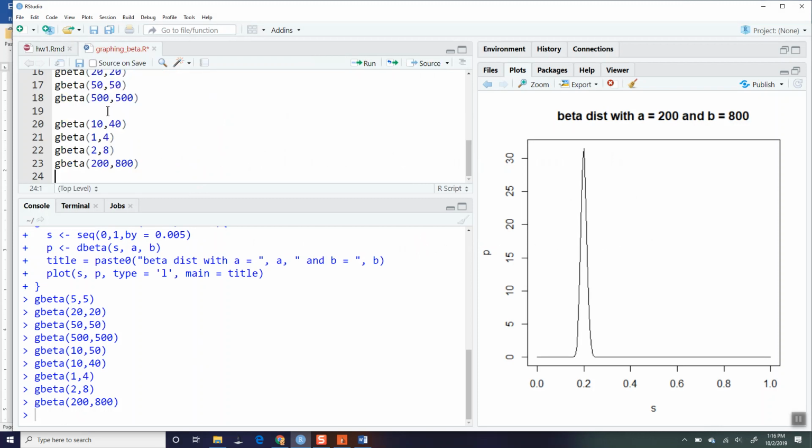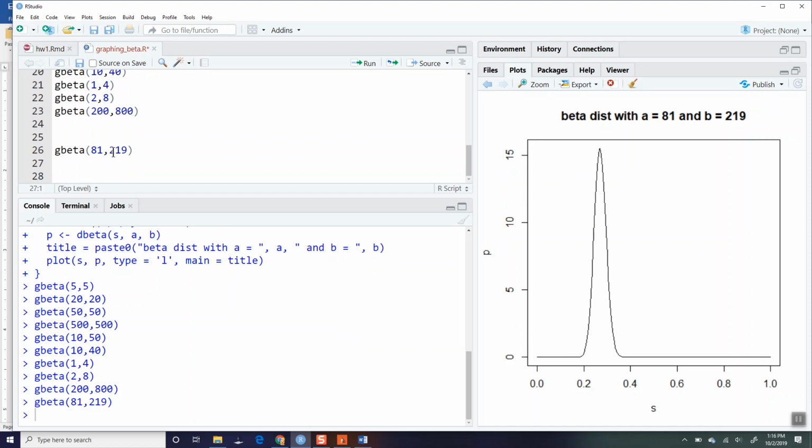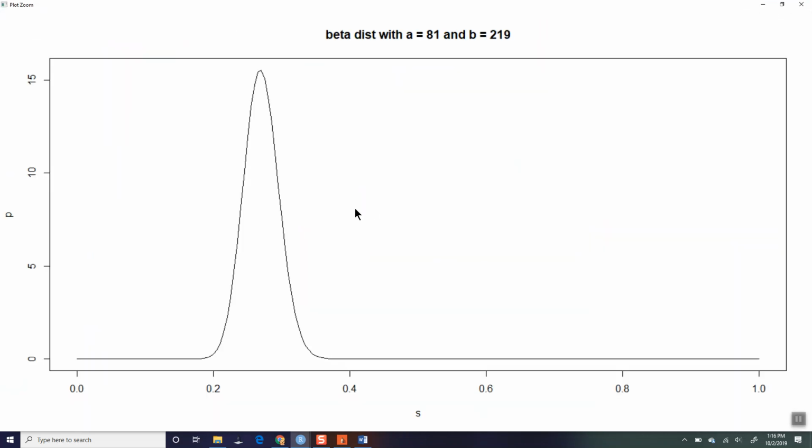But let me go ahead and plot what a beta distribution with shape parameters 81 and 219 looks like. Okay, so if I graph this, this is what the distribution looks like. Let's go ahead and blow this up.